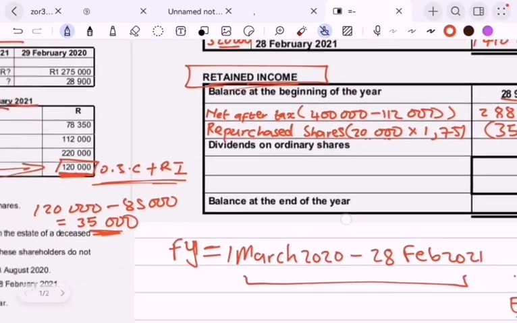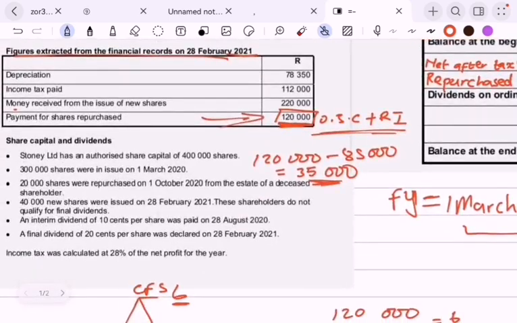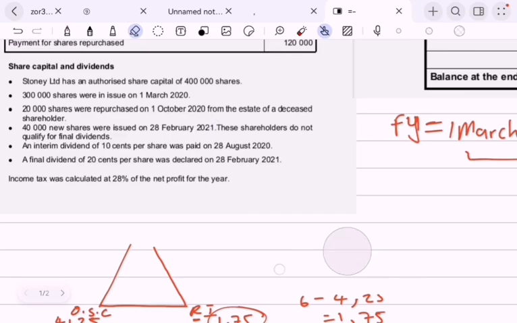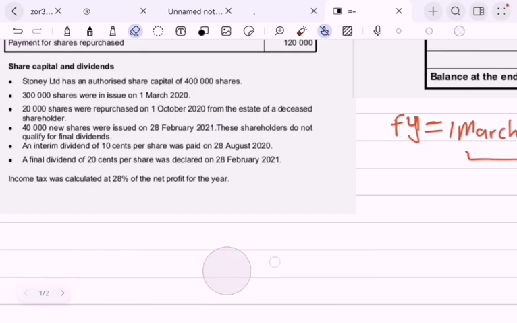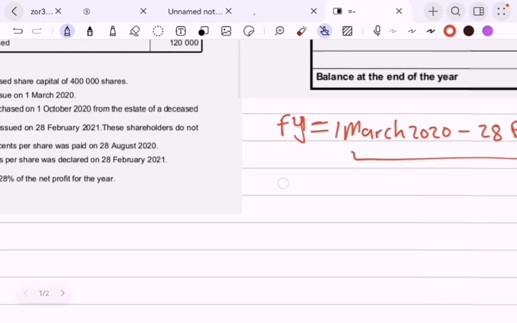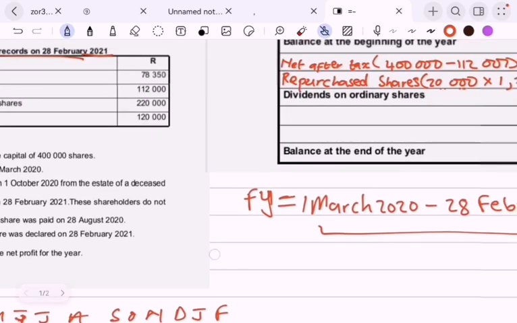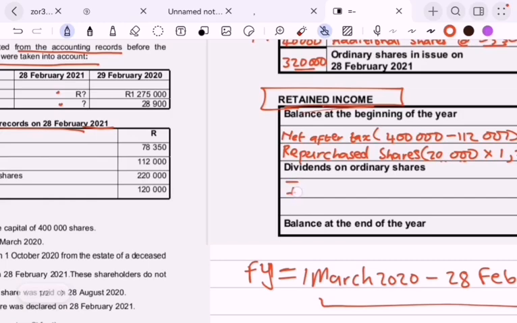Perfect. So now let us get to our dividends. So there are two types of dividends, people. Two types. The first is your interim dividend. The second is your final dividend. So let me quickly write my financial year there. March, April, May, June, July, August, September, October, November, December, January, February. So with your two types of dividends, you obviously know you have your interim and you have your final dividends.